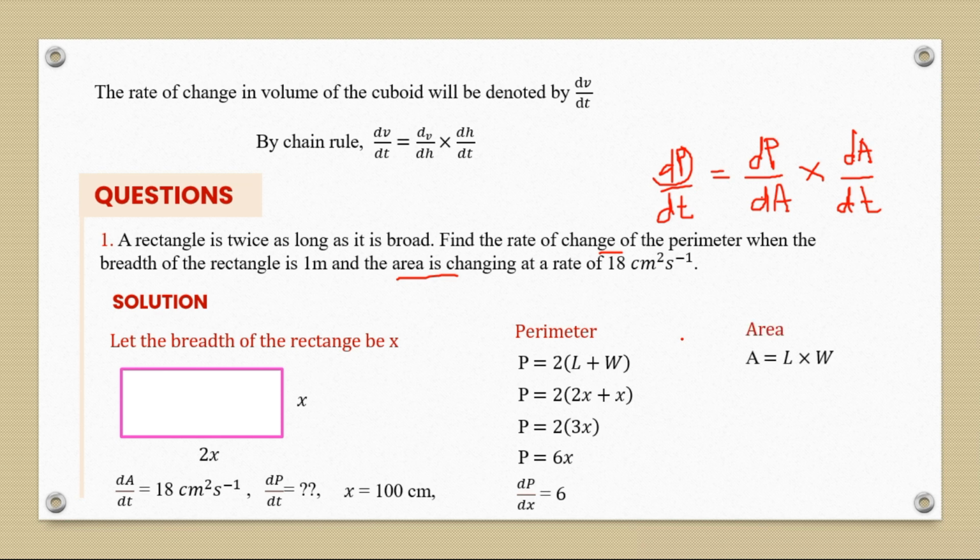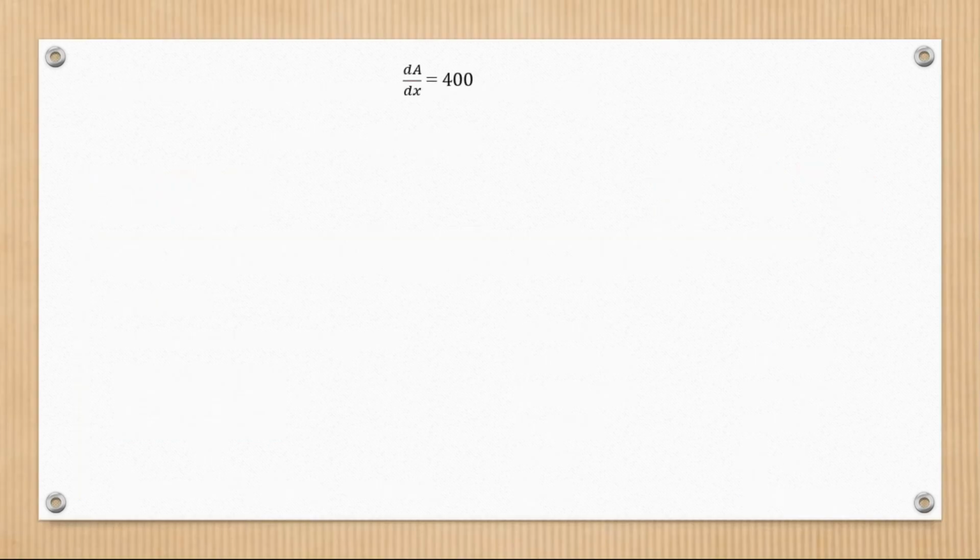So area is equal to length times width. So we'll have 2x times x, so area is equal to 2x squared. Now if we differentiate that, we have dA/dx equal to 4x. We also need to remember that if you have an x remaining in any of these, you have to substitute the value, because we know that x is 100 centimeters. So dA/dx is equal to 4 times 100, which is 400.